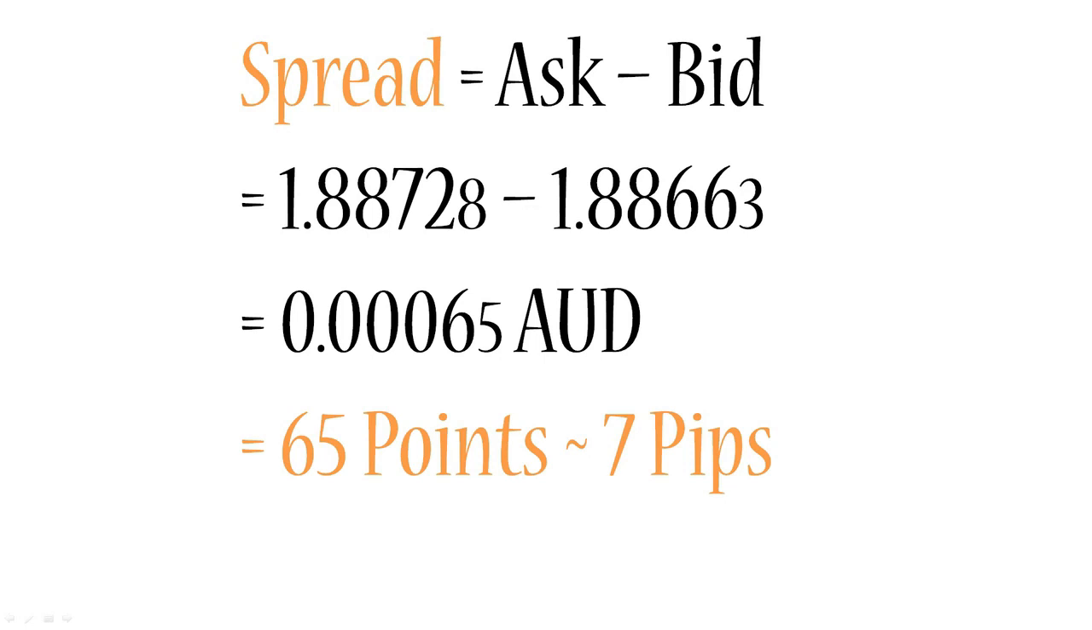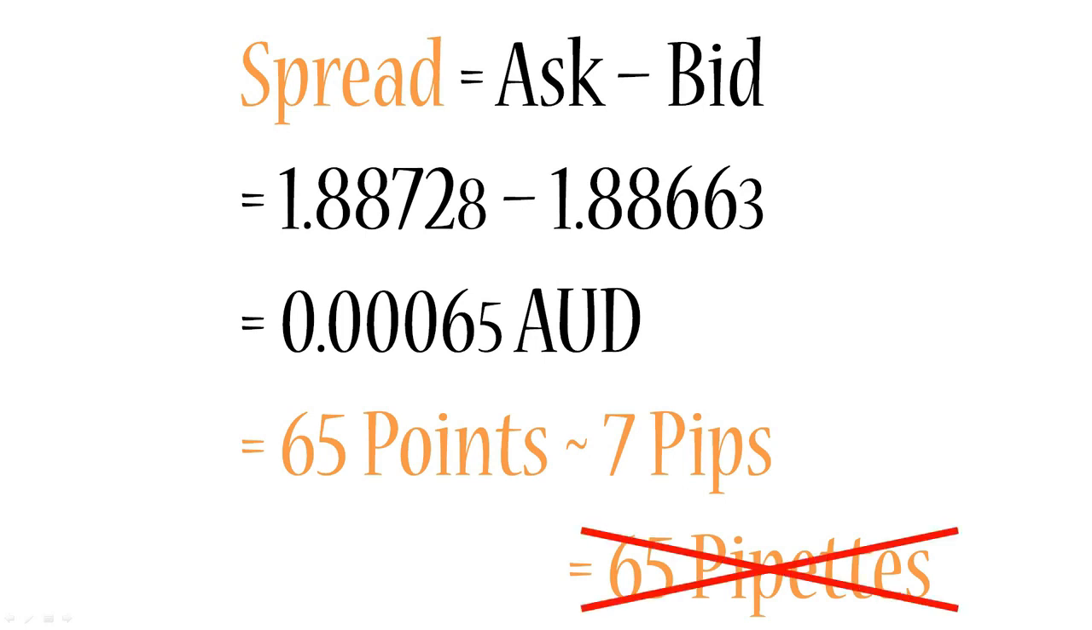just as it was in the 4-digit system. It's not going to change because we changed the system that we are quoting the currency. Pip is fixed, the pipette is fixed, so the spread is approximately 7 pips. And you can also say that the spread is 65 pipettes. I would advise you not to use the word pipettes. That is because not many people will understand you well. It's a very new term or very low use term, so just stick with points and pips.